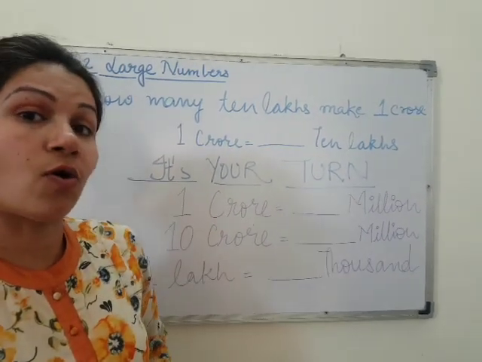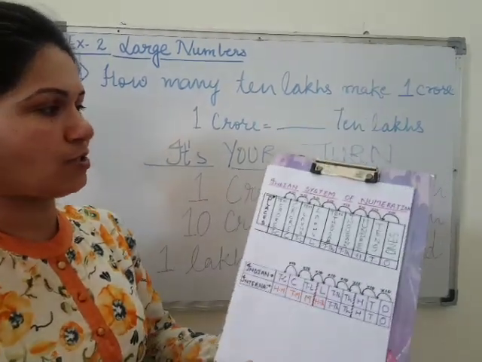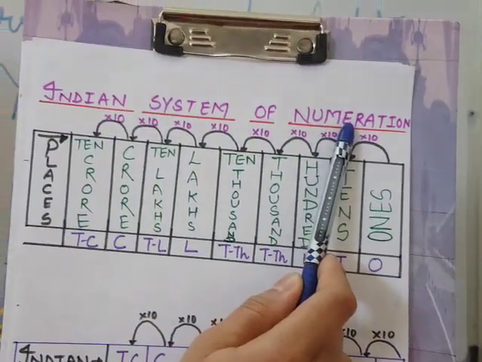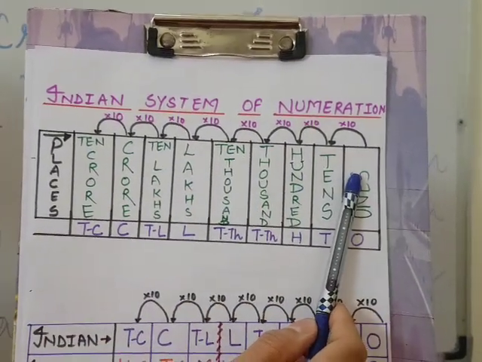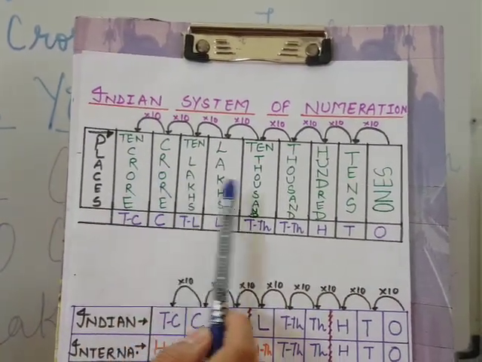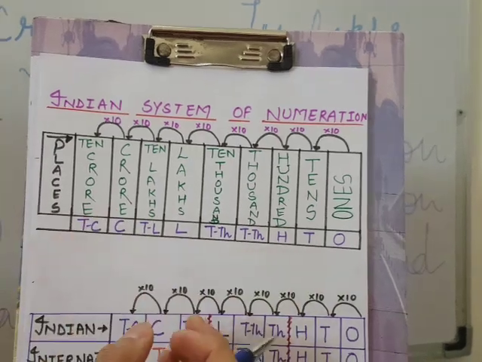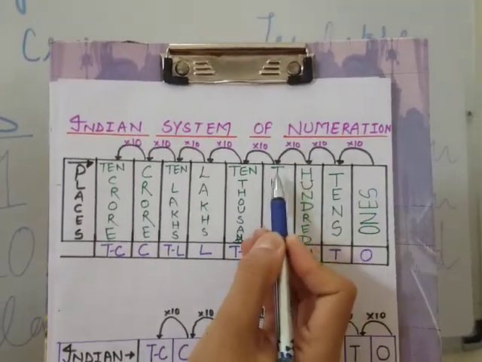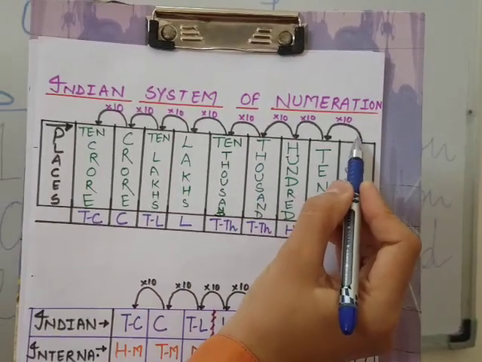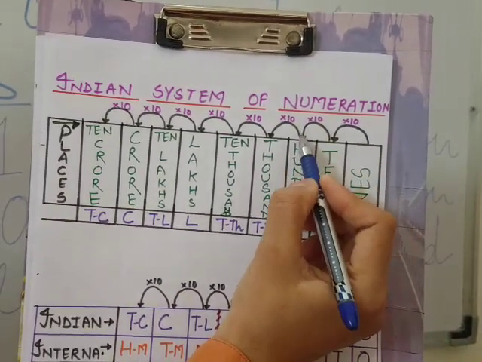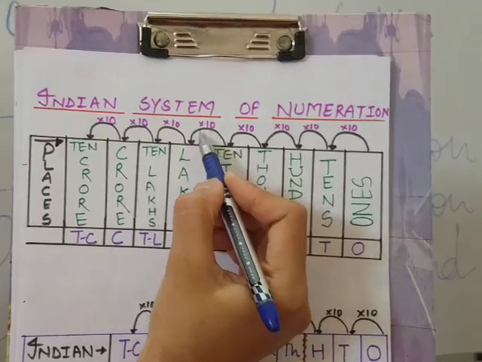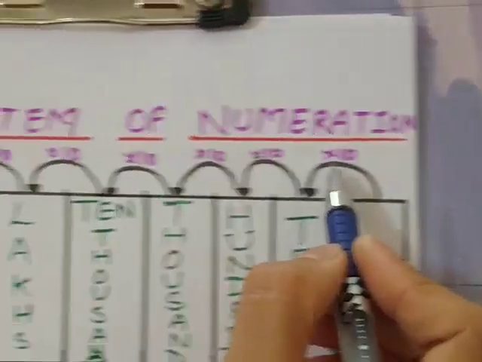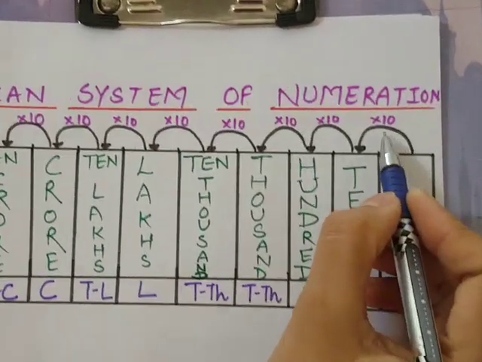First, let's have a recall of the place value system. As you know, this is the Indian system of numeration, or Indian place value system. You can see here that the places and periods are related to each other. As we are going right to left, for each step we are multiplying the place with 10.